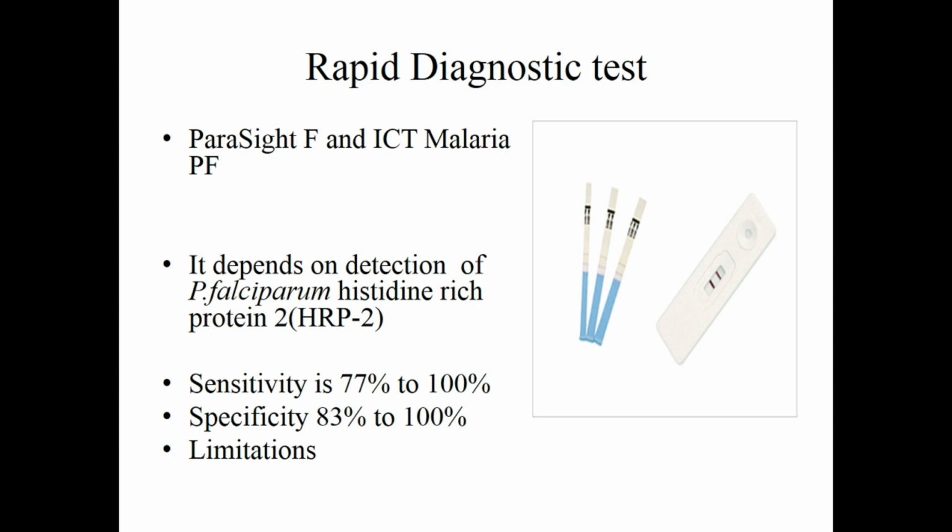You can see in the medicine department they are using these tests. Some companies, like Parasight F, make an immunochromatographic test for malaria, Plasmodium falciparum. This one detects the histidine rich protein HRP2 of Plasmodium falciparum. Its sensitivity can be 77% to 100%, and it has a specificity of 83% to 100%, but it has its limitations also.